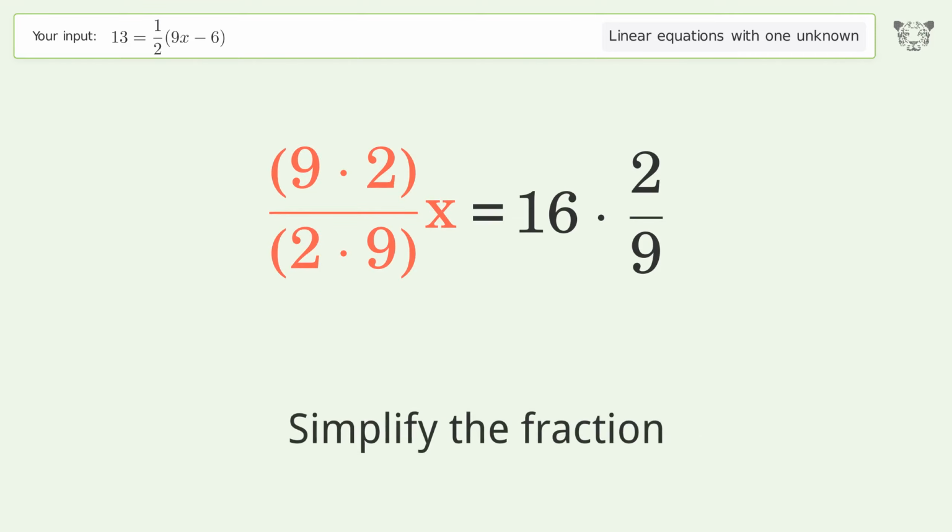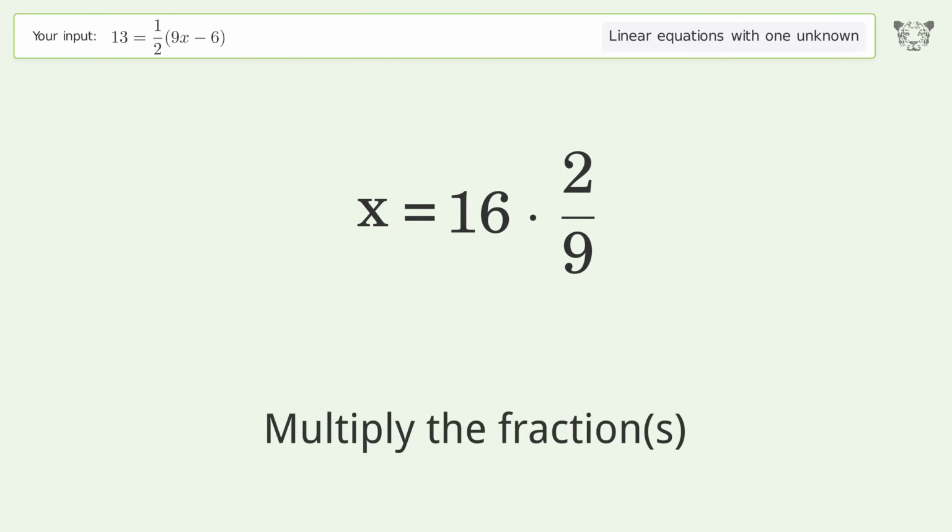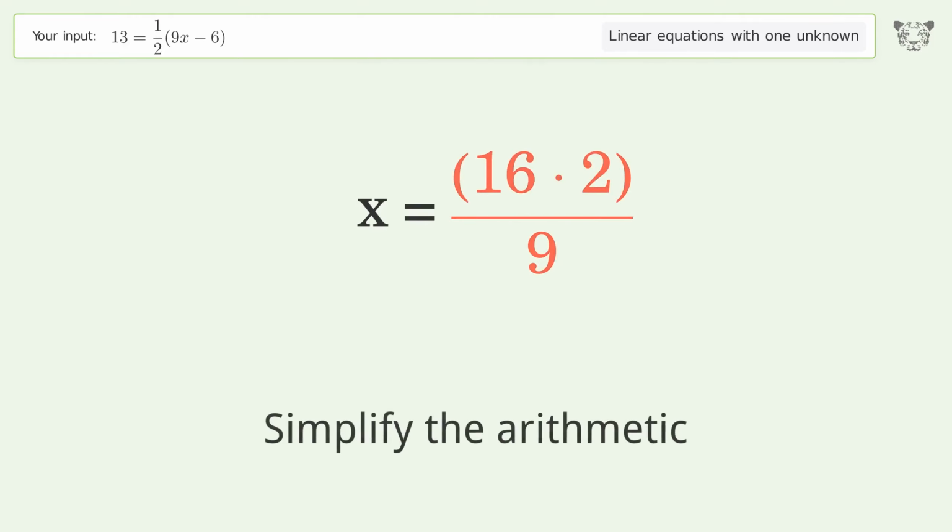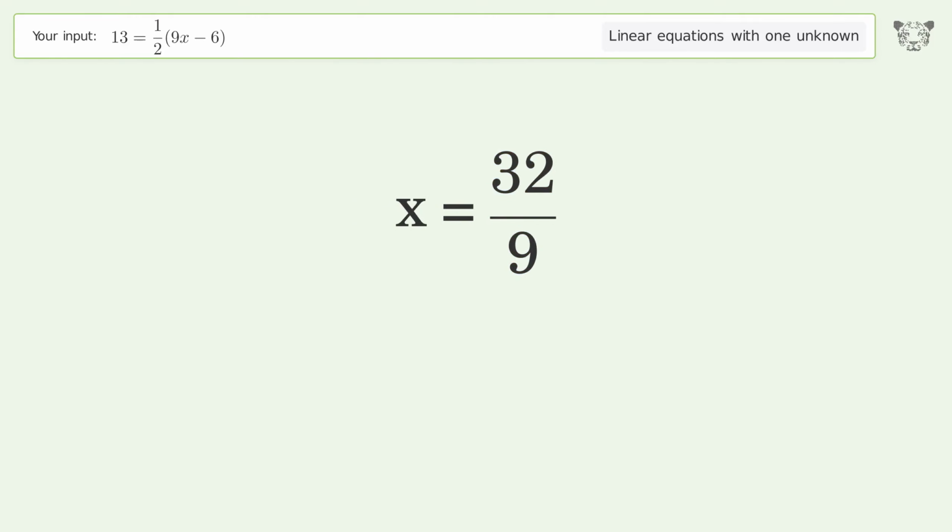Simplify the fraction. Multiply the fractions. Simplify the arithmetic. And so the final result is x equals 32/9.